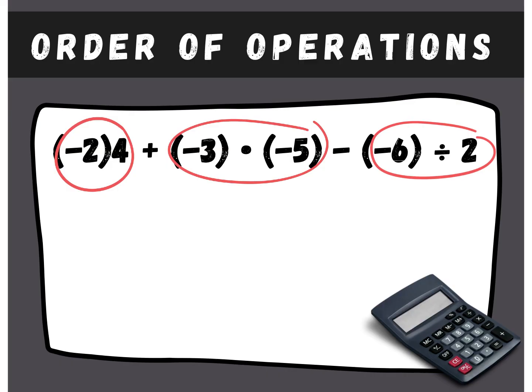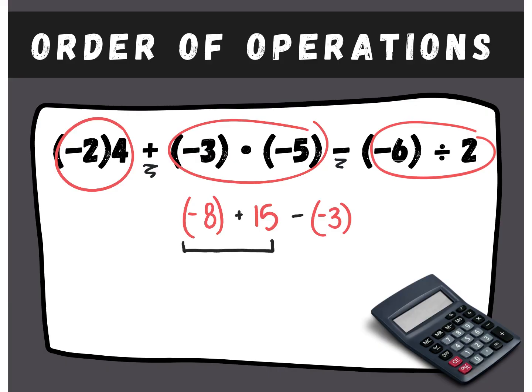In this case, I see where my multiplication and division is, so I'm going to solve those from left to right. Negative 2 times 4 I know is negative 8. Negative 3 times negative 5 is, of course, 15. And then negative 6 divided by 2 is negative 3. I will put these negatives in parentheses just so I don't confuse those negatives as minus signs. Then I can bring down the stuff that's left. I have a plus sign and I have a minus sign. From here, all that's left is addition and subtraction. Now I can go from left to right.